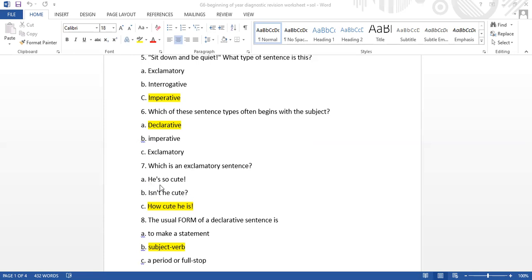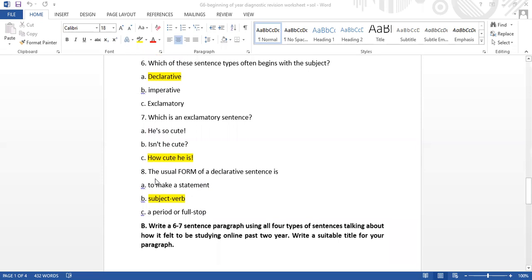Why is it not A? A is making a statement, "he's so cute," all right? However, number C is showing a stronger feeling than A. "How cute he is!" You see how cute he is, ending with an exclamation mark. This is why it's an exclamatory sentence.